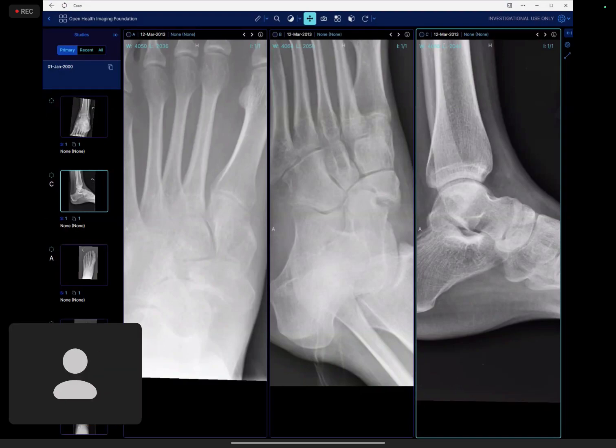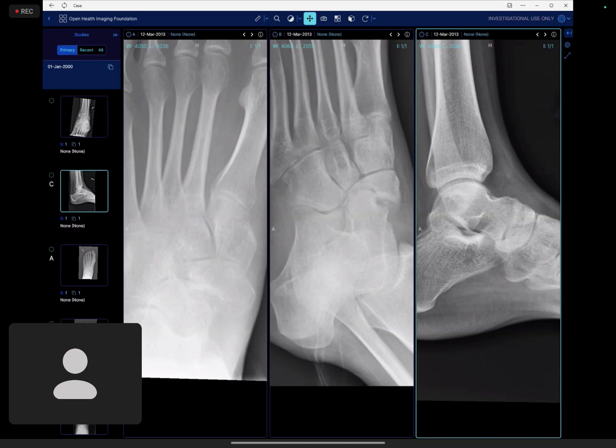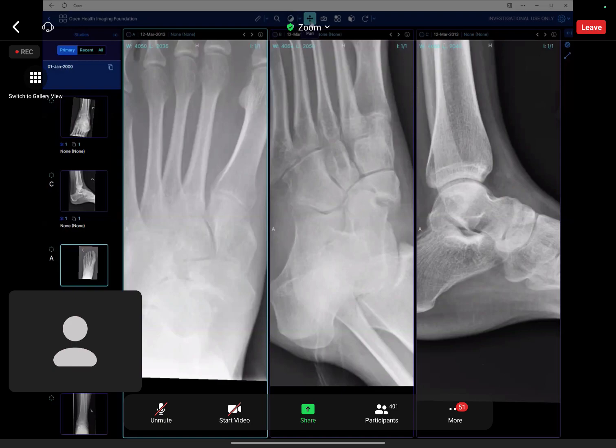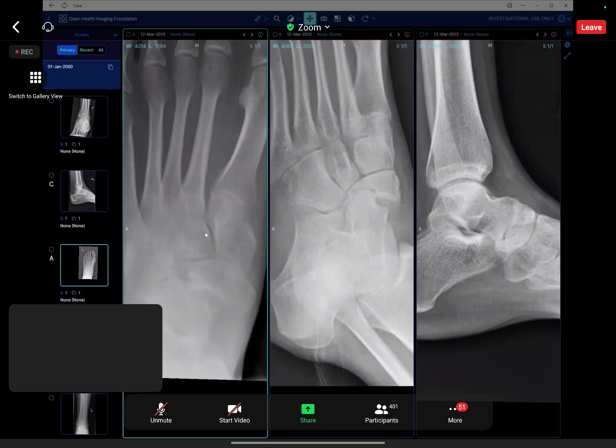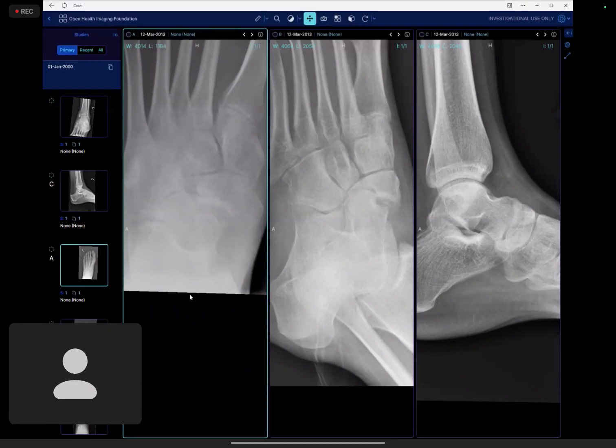Sure, I think the navicular appears slightly thinned. And looking at the oblique view, there seems to be slight thinning on the medial side of the navicular bone, and on the DP there might also be evidence of sclerosis of the navicular as well.